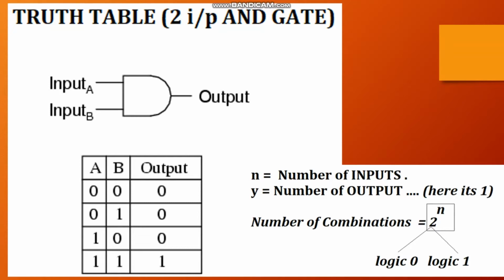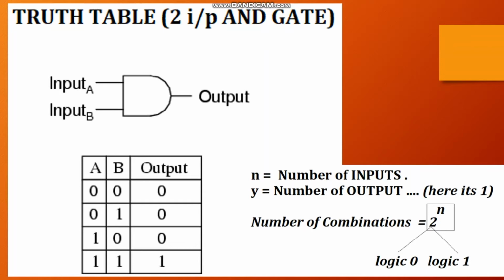So, the 4 combinations, as I said, 2 raised to n equals, here n is 2, so 2 raised to 2 becomes 4. So, the 4 combinations of A and B are 00, 01, 10, 11. These are the 4 input combinations. And I already said AND gate will give the high output only when all its inputs are at high logic. So based on this definition, see the last row of the table.